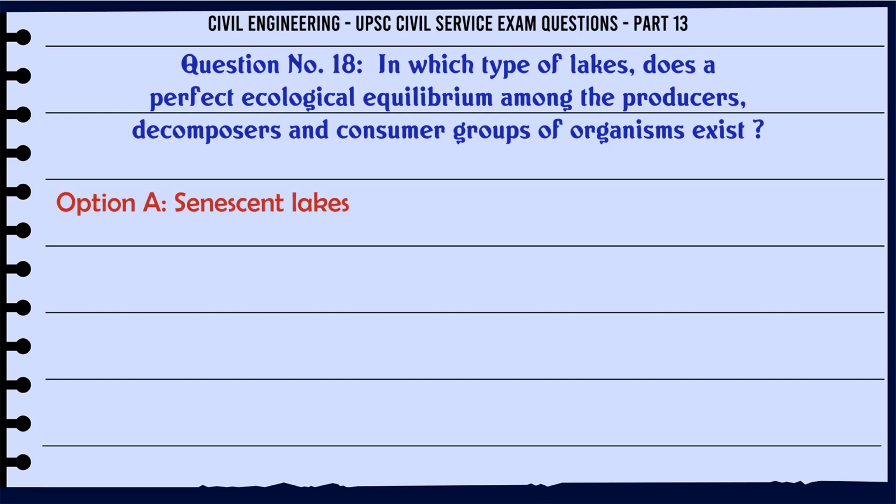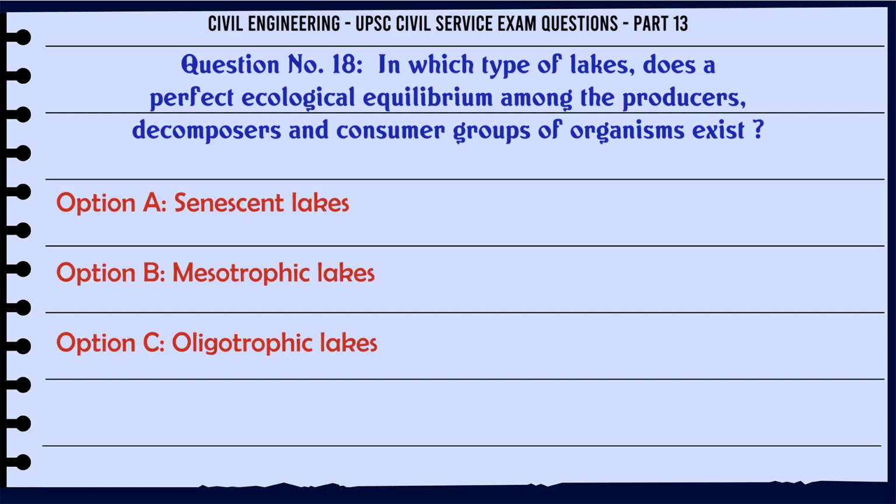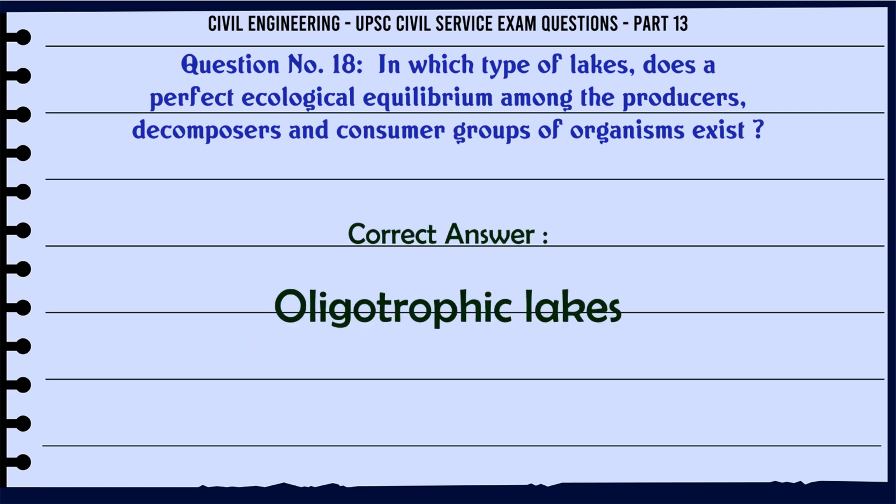In which type of lakes does the perfect ecological equilibrium among the producers, decomposers, and consumer groups of organisms exist? A. Senescent lakes, B. Mesotrophic lakes, C. Oligotrophic lakes, D. Eutrophic lakes. The correct answer is oligotrophic lakes.